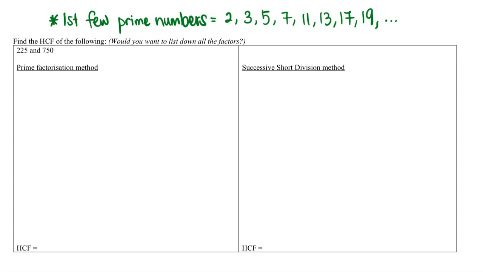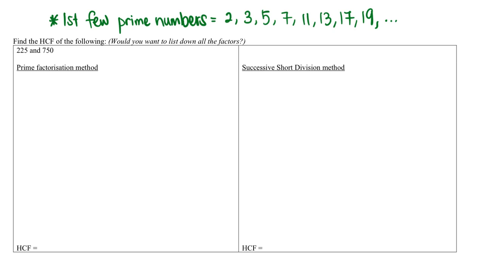Hello everyone, welcome to this video where we will attempt to find the HCF of the following numbers. So I will attempt to use both the prime factorization method and the short successive division method.